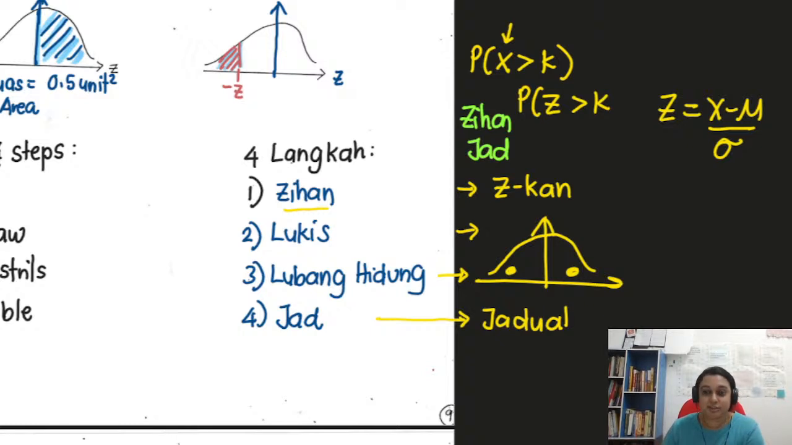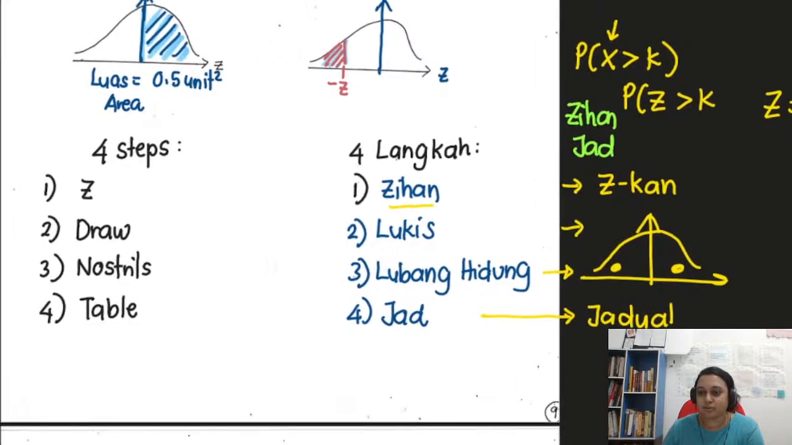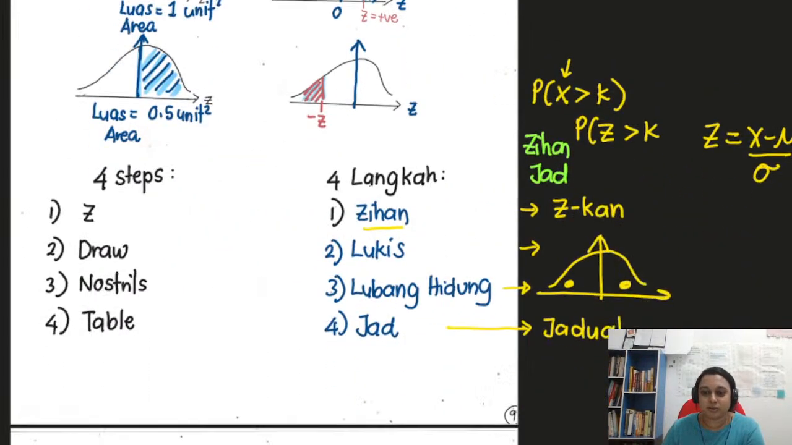You just write down first, tulis dulu. You can write in English also can. You write in Bahasa also can. Okay, the story is the same story. The first one is Z. Second story is you must draw the graph. Third story is draw nostrils. Fourth, see the table, jadual.